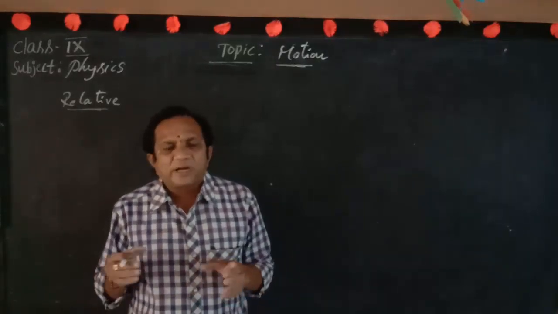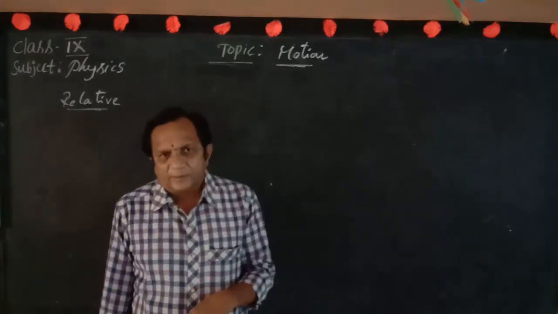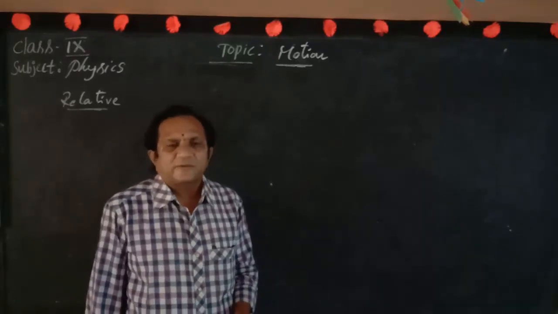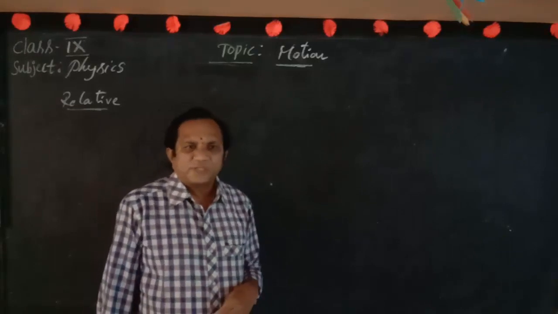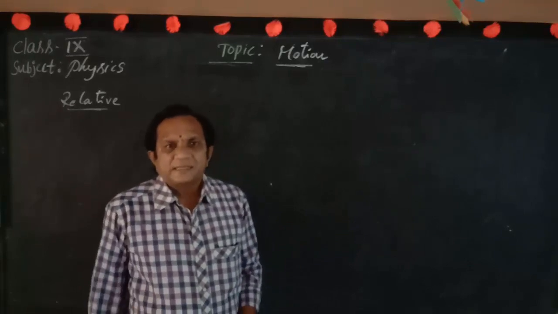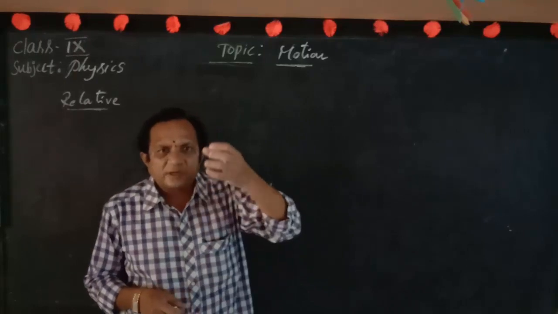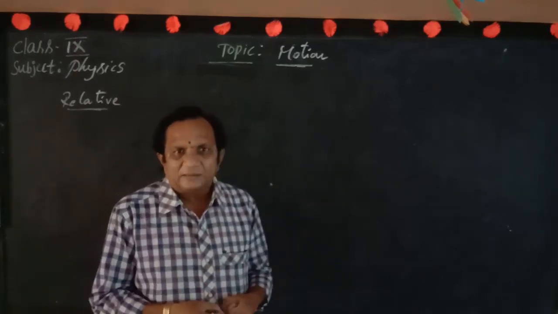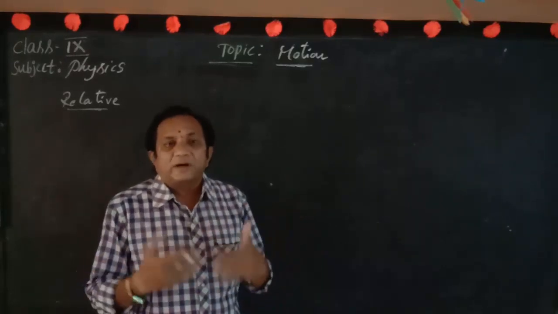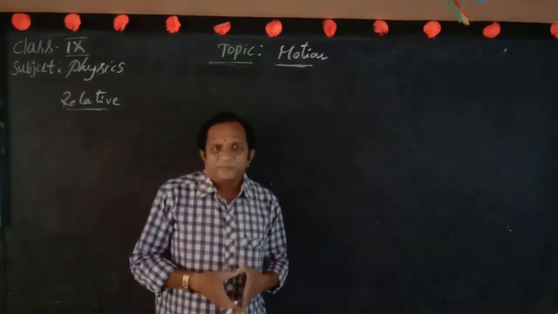So one reference point will be needed. If the reference point is not there, we can't say anything. Remember, you know one of the scientists named Newton, a very famous scientist, Isaac Newton. The next chapter is also about his laws of motion. Newton stated, give me one reference point to stand, and I can lift the earth. He asked for one point to stand on.